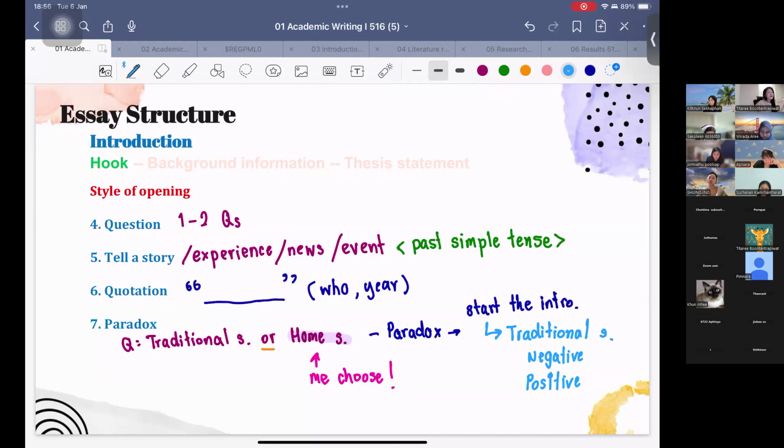And if you choose to start off with questions, I would suggest asking just 1 or 2 questions, but that's all. No longer than that. We just use this trick to make it interesting, so we don't need a lot of questions. 1 or 2 questions is enough.